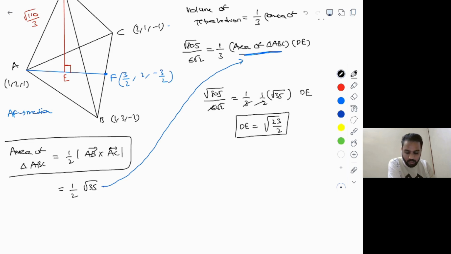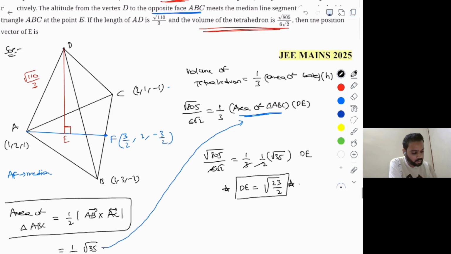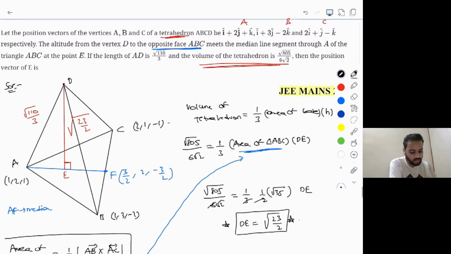Okay, you can verify the calculation later, but the main thing here is we got the length of DE for the diagram. Now, shall we mention the DE in the diagram? So, DE is nothing but square root of 23 divided by 2. Okay, now after finding DE, the question is not over yet. We have a lot more to do in this question, because ultimately, look at the question here, we have to find out the position vector of the point E, which means you have to find out the point E there.